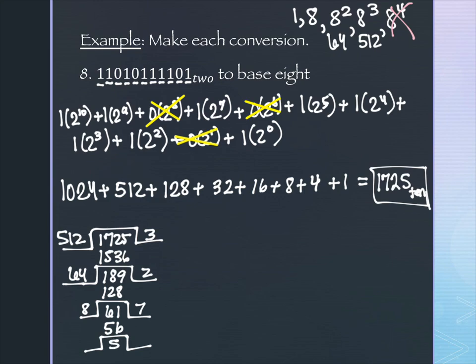Sorry, I couldn't hear it. 5. Divide by 1 and I get 5, right? So my answer goes over here. 3275 base 8.